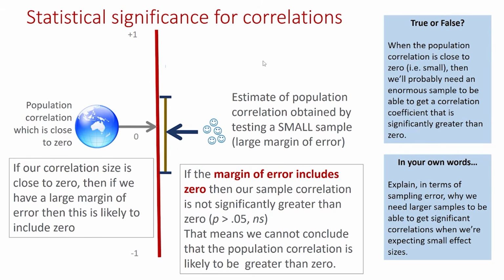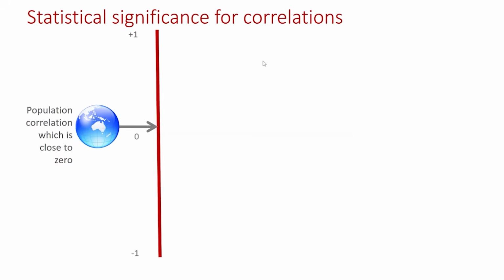In your own words, explain in terms of sampling error why we need larger samples to be able to get significant correlations when we're expecting small effect sizes. Okay, so essentially that's what we're looking at in this slide. The thing with a small effect size is that it's very close to zero. When it's very close to zero, we need very accurate estimates of our correlation in order to distinguish it from zero, because we want the margin of error to not include zero. And when it's very close to zero, the margin of error has to be very tiny to not include zero.